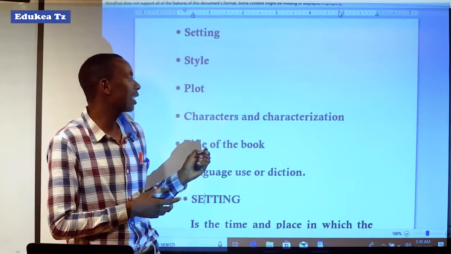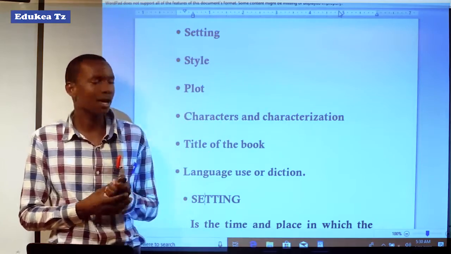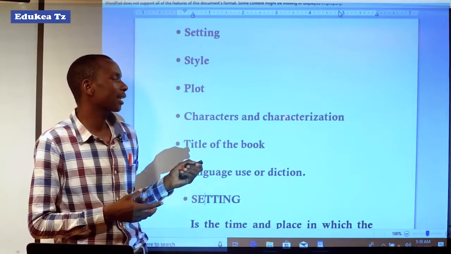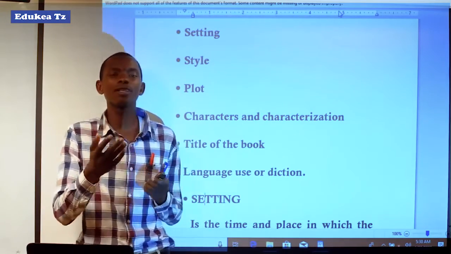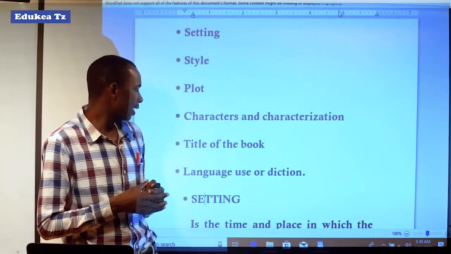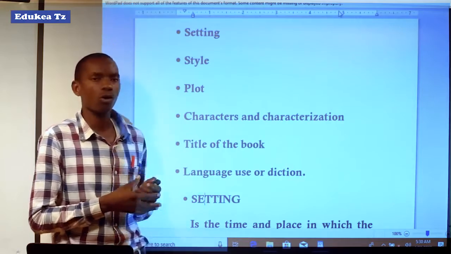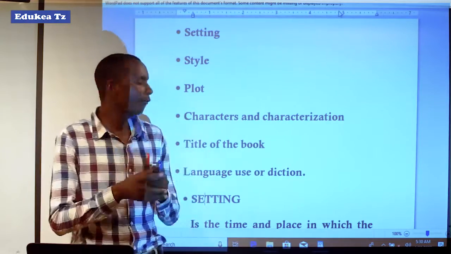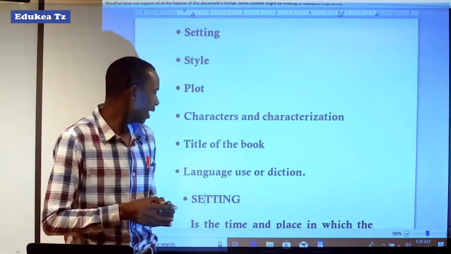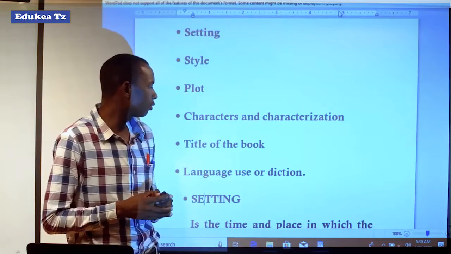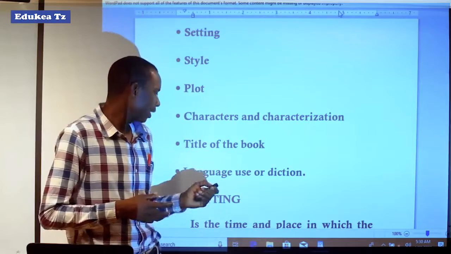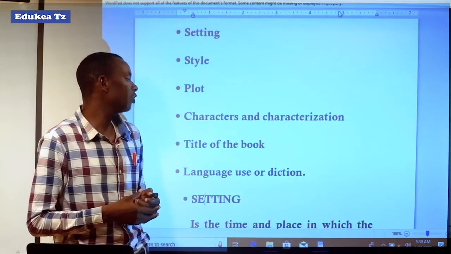And another one is characters and characterization. When we speak about characters and characterization, we are going to discuss a lot about them. Another issue is the title of the book. The title of the book is another issue which is included in the form. And the last one is language use or diction.